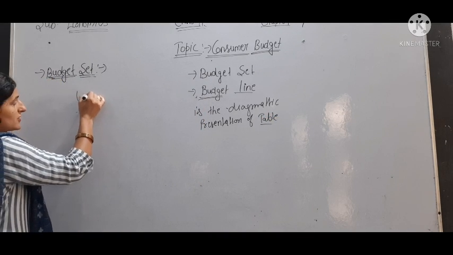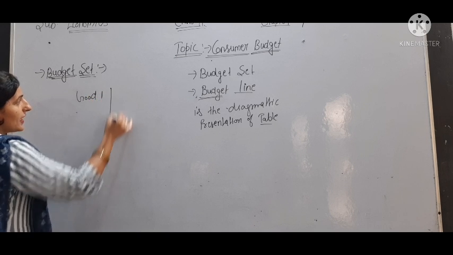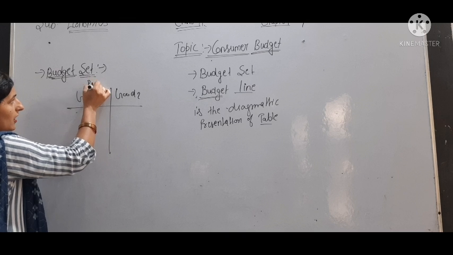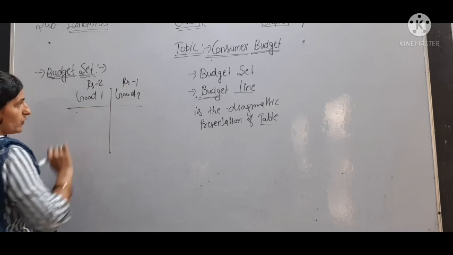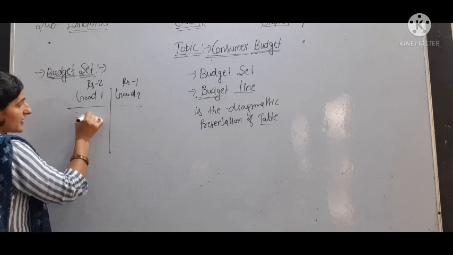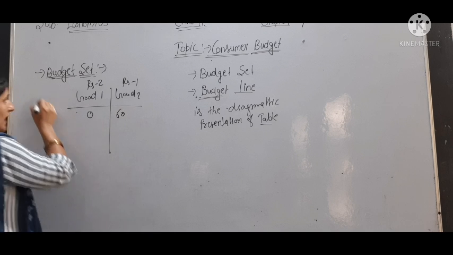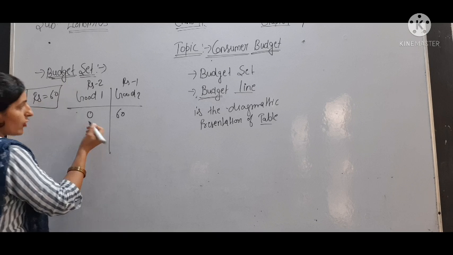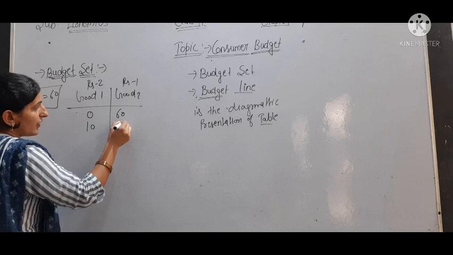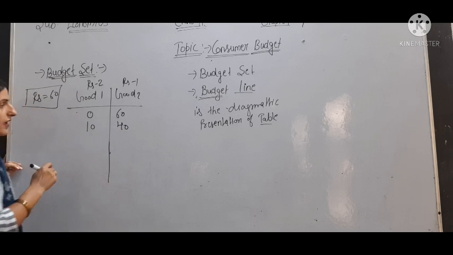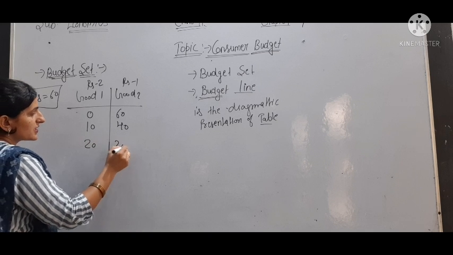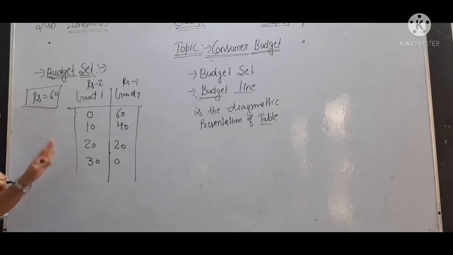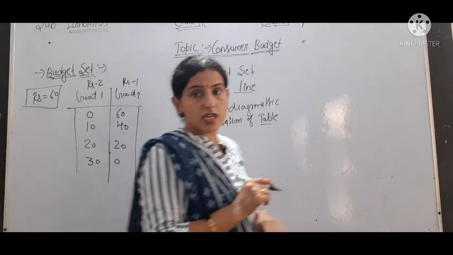We have shown the price, quantity of good 1 and quantity of good 2, and the prices we have given as Rs 2 and Rs 1. Okay, so firstly we are taking 0 of good 1 and 60 of this, as the consumer budget is given equal to 60, and the second combination can be 10 and 40, the next can be 20 and 20, and the next can be 30 and 0. Okay, so how will we draw a diagram using this table?